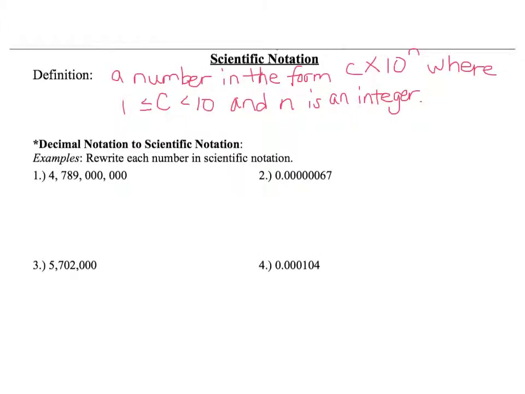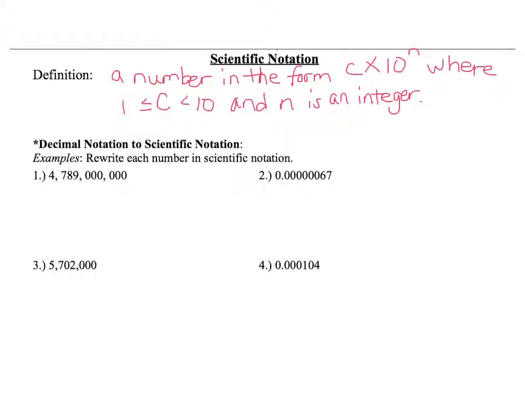Scientific notation is defined as a number in the form c times 10 to the nth power, where 1 is less than or equal to c, which is less than 10, and n is an integer. So in other words, we have a number that's between 1 and 10, so a single-digit number, that's multiplied by a power of 10 raised to an integer, so some negative or positive whole value.